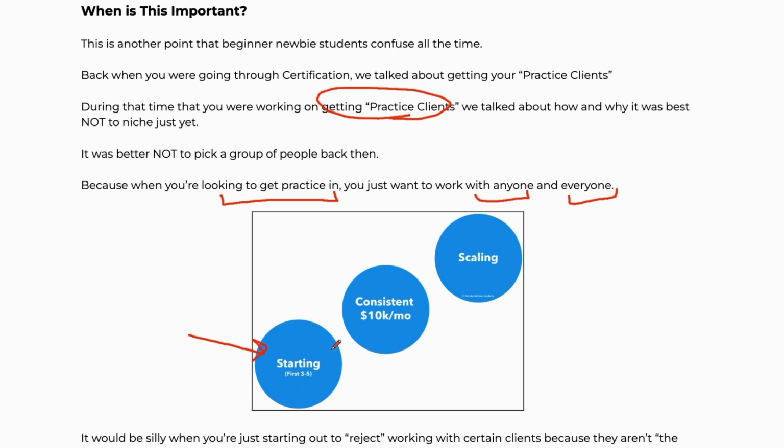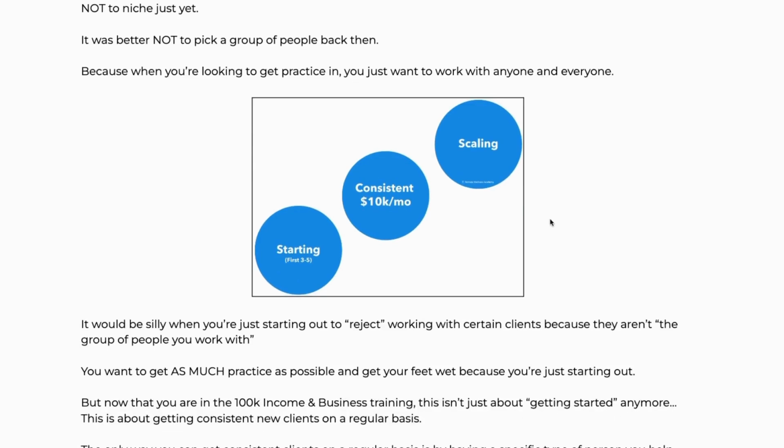But what we're talking about right now, in the 100K income and business training, is that we're looking to get to those consistent 10K months. We're looking to scale to $100,000 a year, right? In the beginning, it would have been silly to reject working with certain types of people because they weren't your group, your market, or your dream client. A lot of newbies make that mistake, thinking, oh, I have to niche down. But when you're just starting out, for your first initial clients, it makes sense to just work with everyone, right?